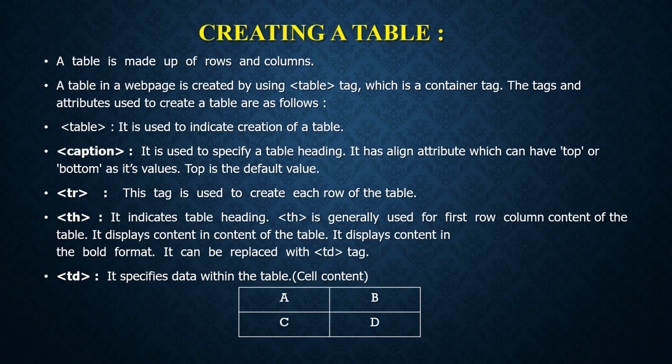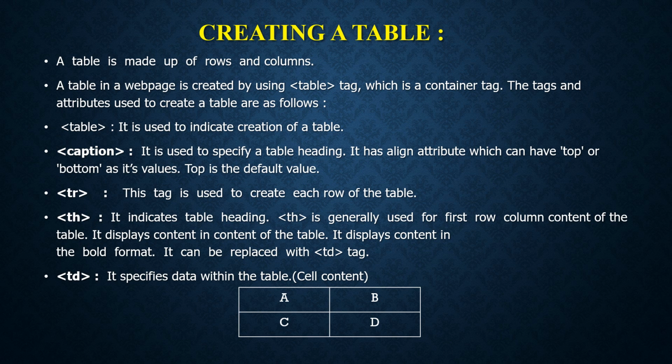The th tag indicates the table heading. So th is generally used for the first row column content of the table. That is, if you want to give the heading as roll number, name, customer name, bill number, bill date, these are the headings for the table which are given by the th tag. It displays the content in bold format.